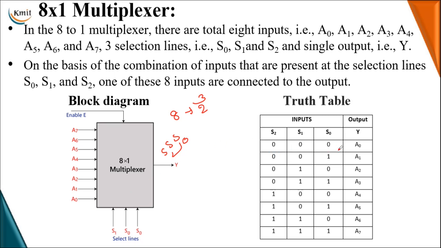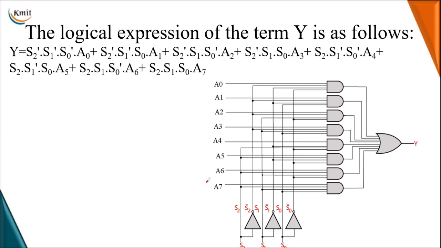If all are 0, the first input is transferred. If it is 0 0 1, the second input A1; 0 1 0, A2 is transferred; 0 1 1, A3 is transferred; 1 0 0, A4; 1 0 1, A5; 1 1 0, A6; and 1 1 1, A7. So this represents the block diagram and this is the truth table of the 8 by 1 multiplexer.